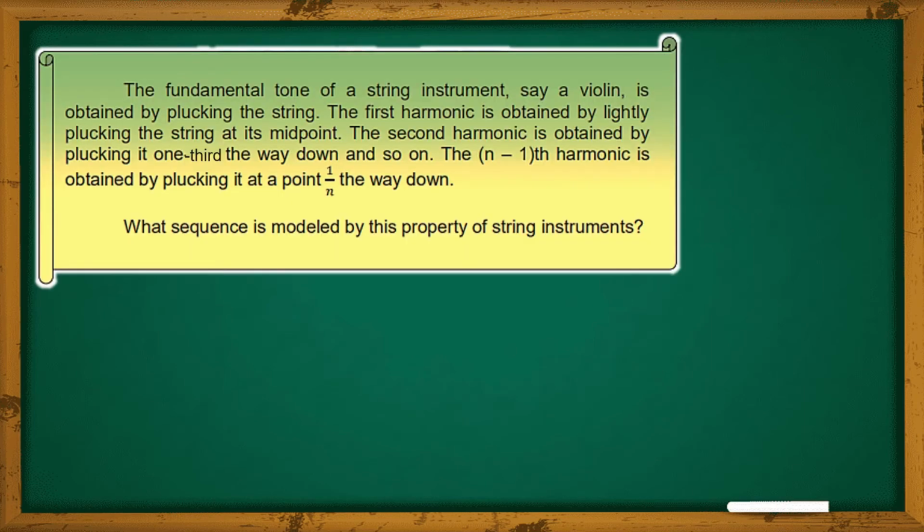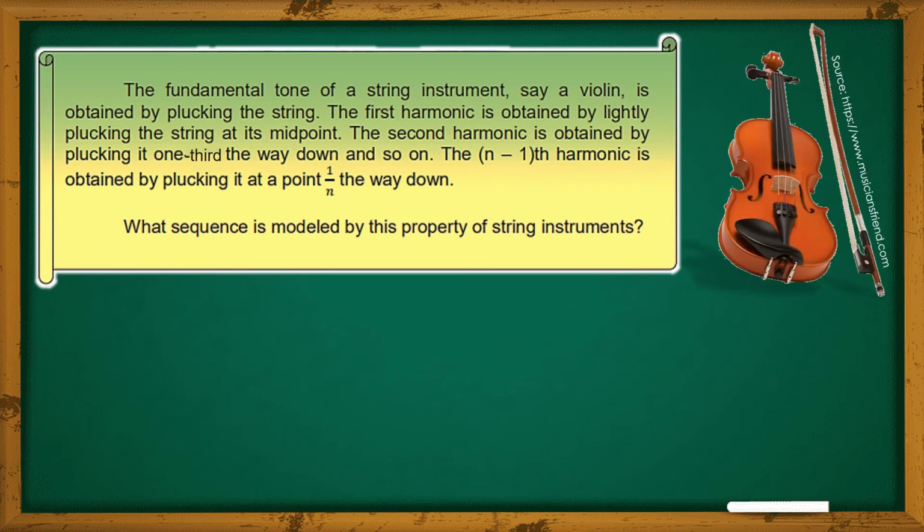Now, let's get to know more situations involving sequences. The fundamental tone of a string instrument, say a violin, is obtained by plucking the string. The first harmonic is obtained by lightly plucking the string at its midpoint. The second harmonic is obtained by plucking it 1/3 the way down, and so on. The n-1th harmonic is obtained by plucking it at a point 1/n the way down. What sequence is modeled by this property of string instruments?